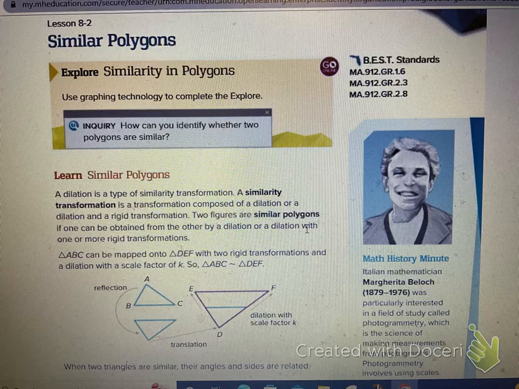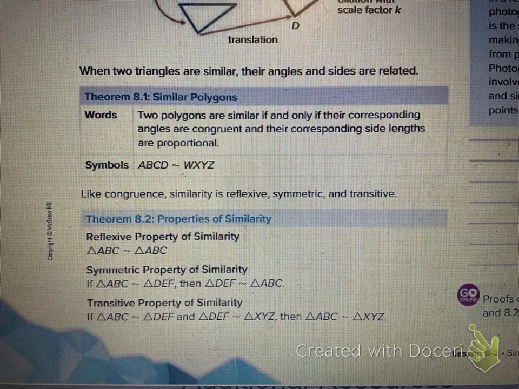Triangle ABC can be mapped onto triangle DEF with two rigid transformations and a dilation with a scale factor of K. So here, triangle ABC is similar to DEF. When two triangles are similar, their angles and sides are related. The angles will be the same. The corresponding sides will be proportional. So, two polygons are similar if and only if their corresponding angles are congruent and their corresponding side lengths are proportional, like I just said.